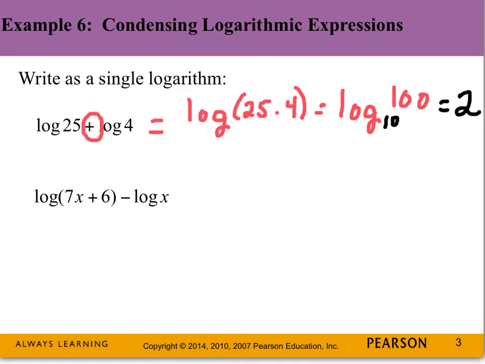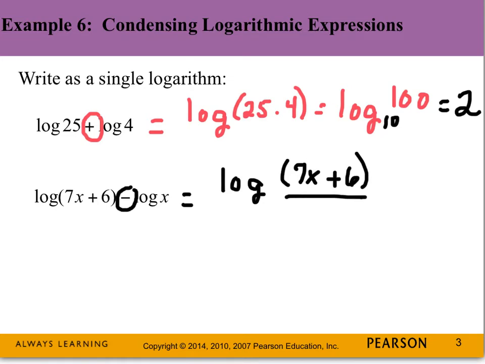Okay, next, log of the quantity 7x plus 6 minus the log of x. This indicates to me that I'm going to be using the quotient rule. So this equals log of the quantity 7x plus 6 over x. And I really didn't need those parentheses there, but I just put them in for fun.